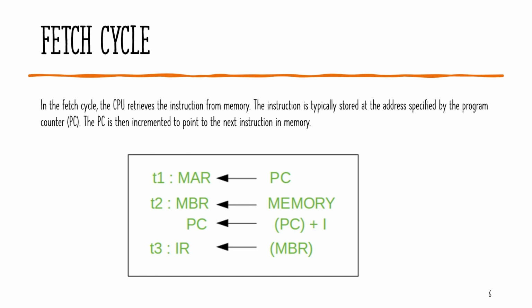The program counter is incremented by 1 to get ready for the next instruction. These two actions can be performed simultaneously to save time. Step 3. The content of the MBR, that is the memory buffer register, is moved to the instruction register. This is the fetch cycle of the instruction cycle.